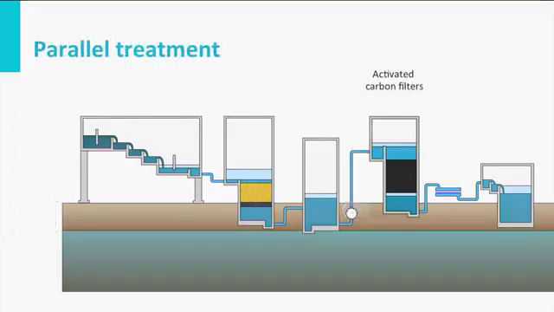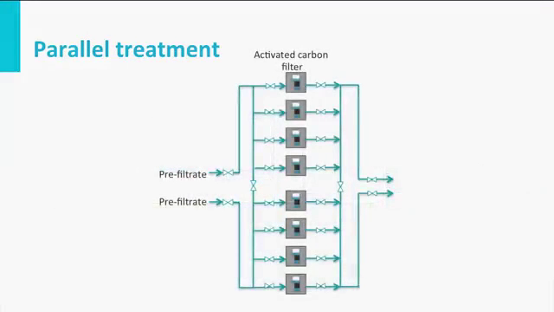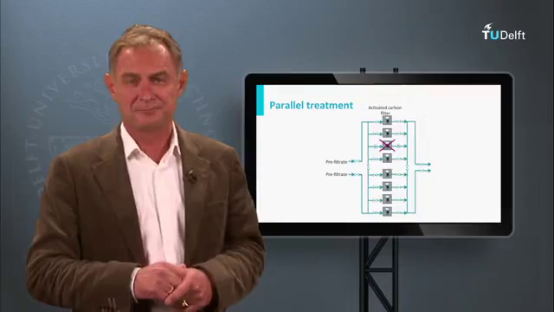A treatment plant consists of different parallel treatment lanes or units to increase reliability. When, for example, a unit is out of operation because of maintenance or cleaning, the other parallel units can take over the flow, avoiding an interruption in drinking water production.